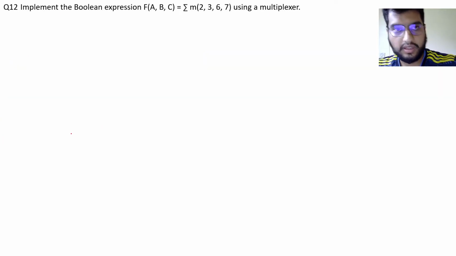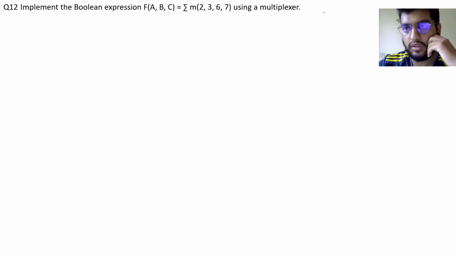Now move to the next question. We are asked to implement the Boolean expression f(a, b, c) equal to the sum of minterms 2, 3, 6, 7 using a multiplexer. Since there are three variables, for n variables the multiplexer required to implement the function is 2 raised to the power n cross 1. So the number of variables is 3, so we need an 8 cross 1 multiplexer.